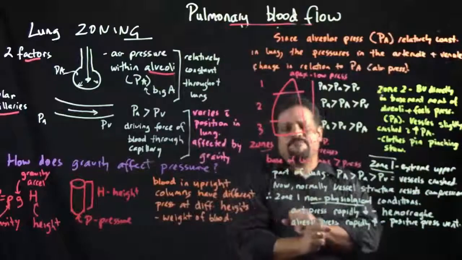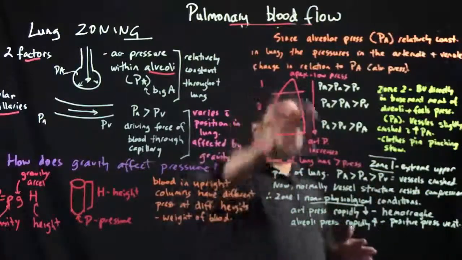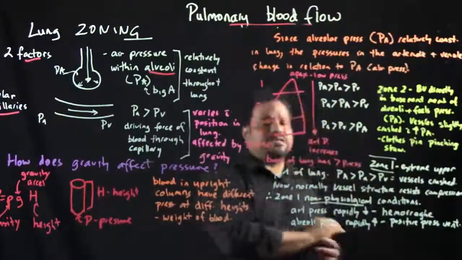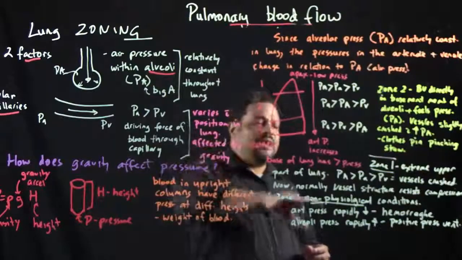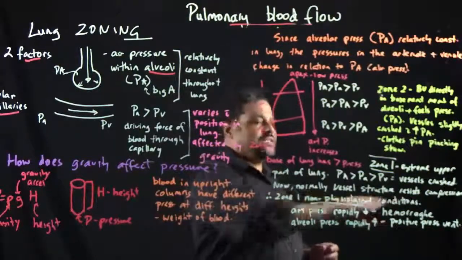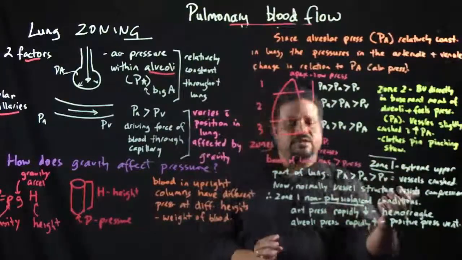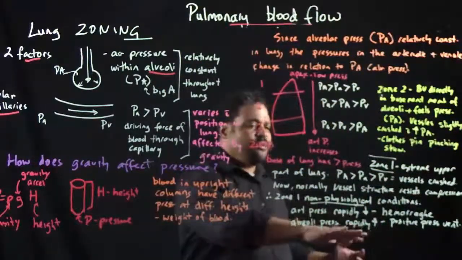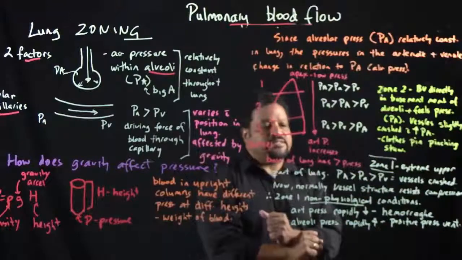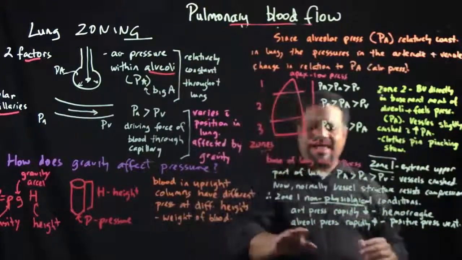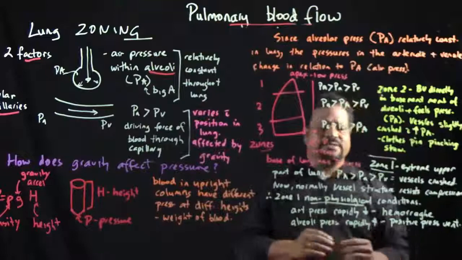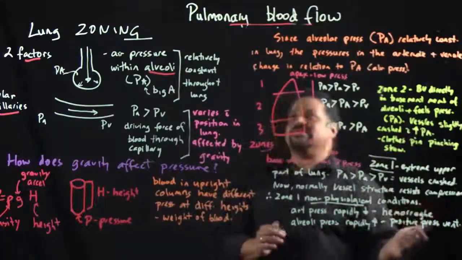Now, normally the vessel structures resist compression. So zone 1 tends to be a non-physiological condition. Really important: zone 1 tends to occur under non-physiological conditions, such as if the arterial pressure rapidly decreases with hemorrhage, or if the alveolar pressure rapidly increases, such as with positive pressure ventilation.